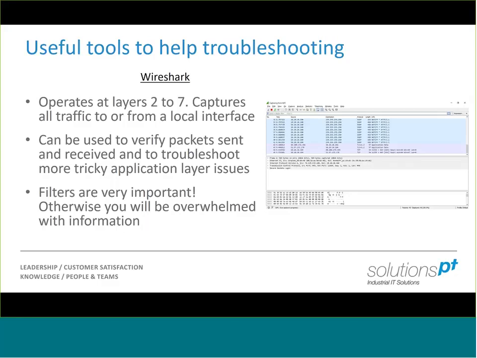So filters allow you to just show the traffic you want to see. If it's just one device you're having trouble communicating with, you can put a filter in to say, just show me traffic to or from that device. Don't show me anything else. They are very important to use with Wireshark.